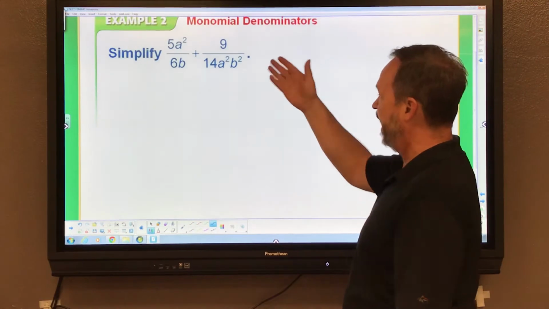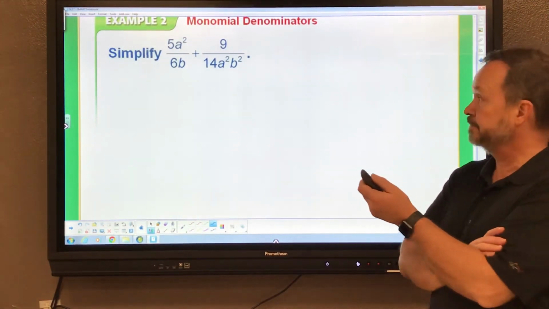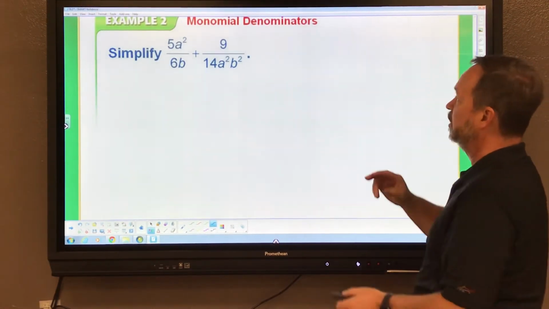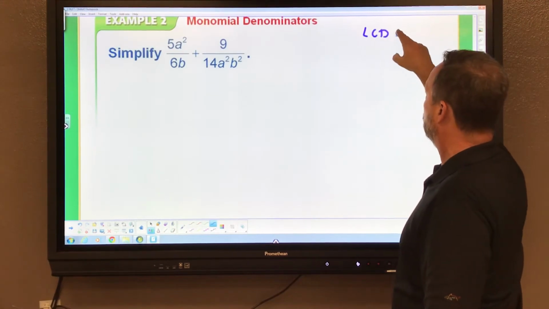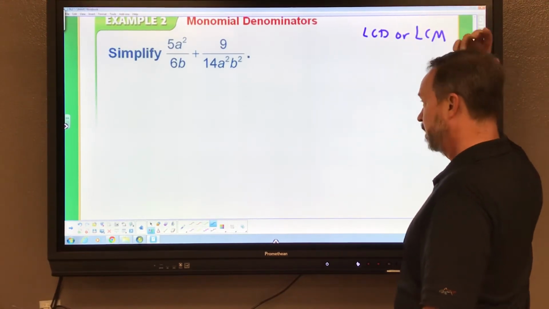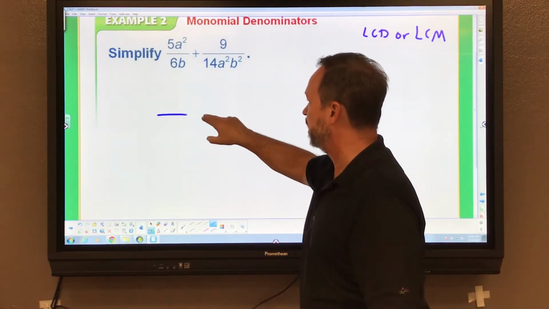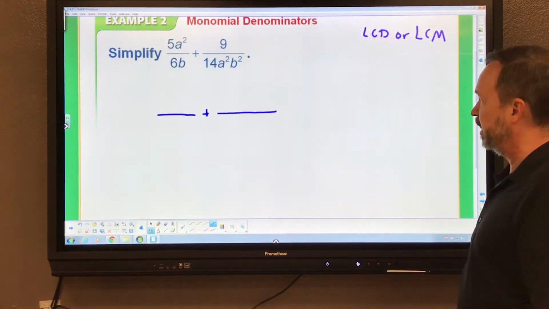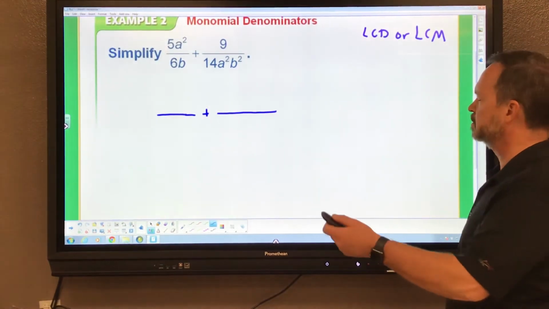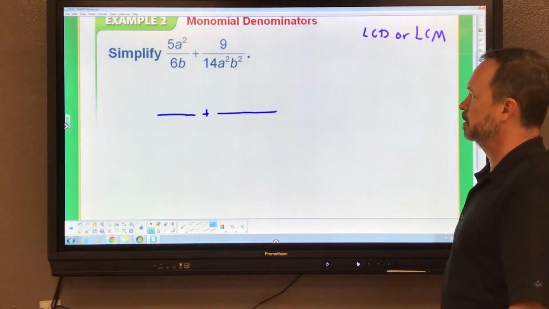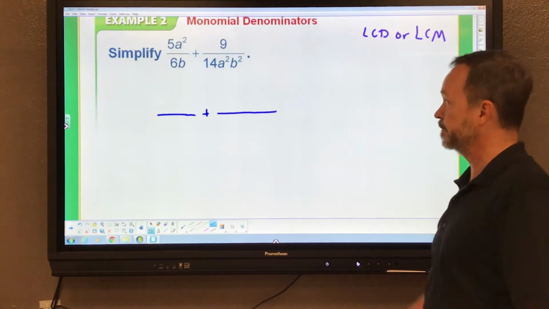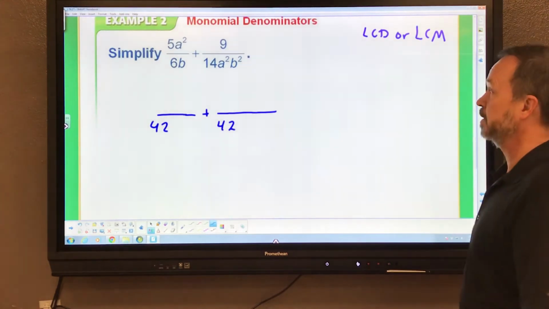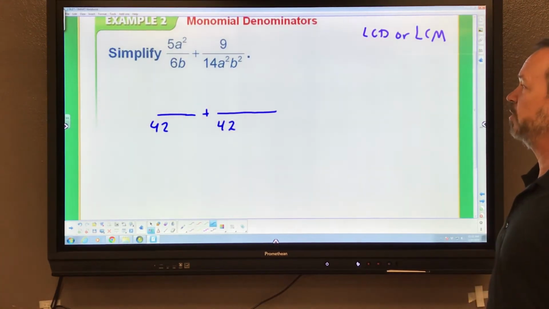So if we're going to add fractions, what do we have to have? Common denominator. We've got to have a common denominator. So if we're going to add these two fractions, we got to know the least common denominator or the least common multiple. It's the same thing. So you got to know what's the smallest number that 6 and 14 will both go into evenly. 42. If you don't know how to do that, I suggest you review your algebra. 42 is the smallest number that 6 and 14 will both go into evenly.